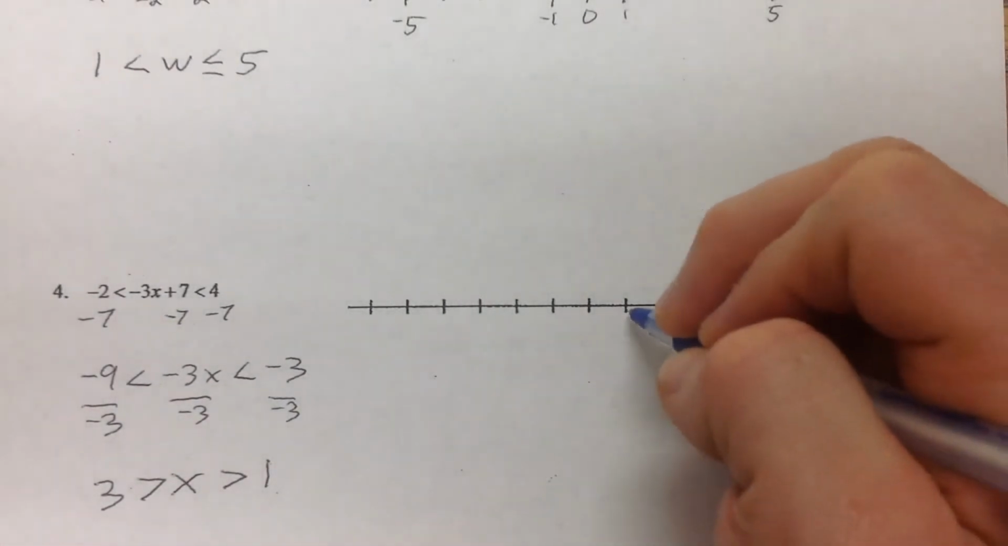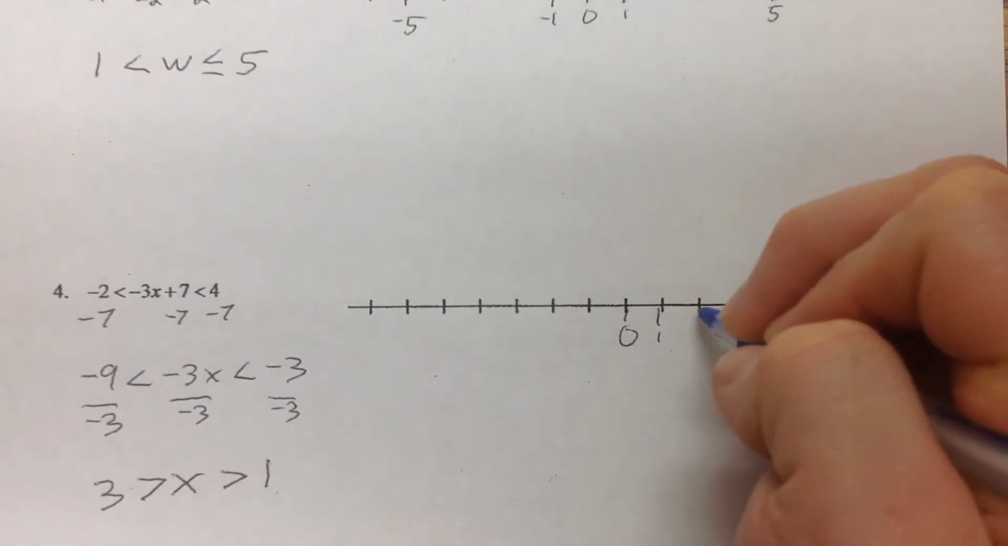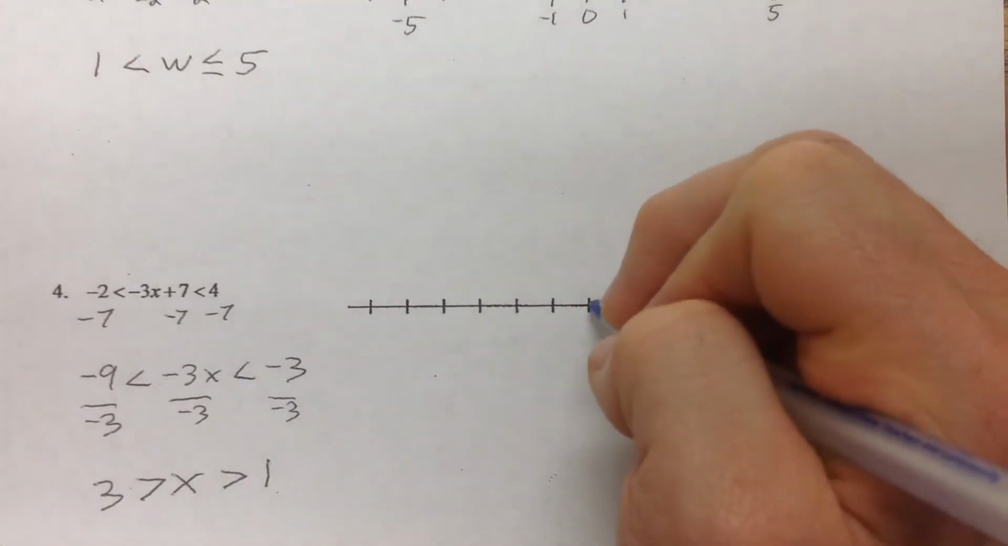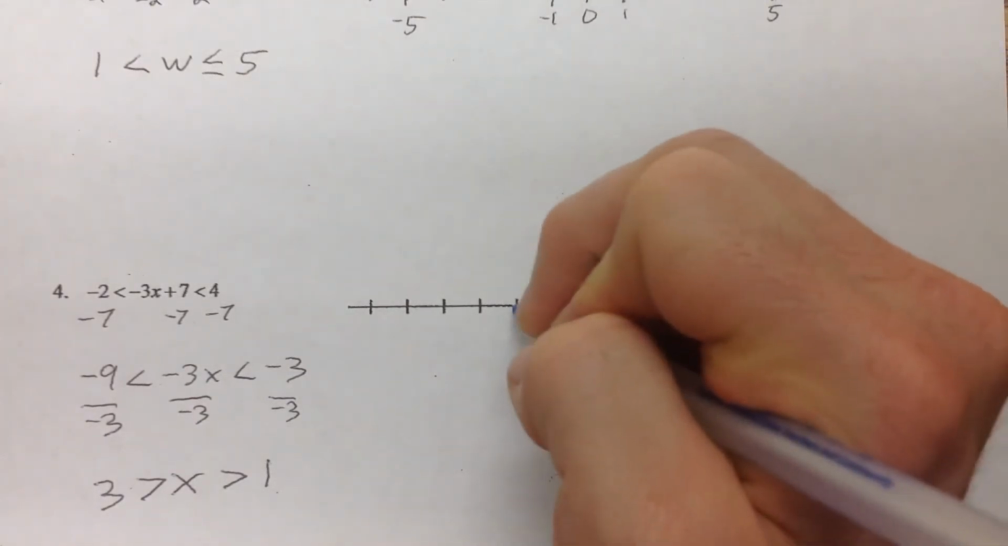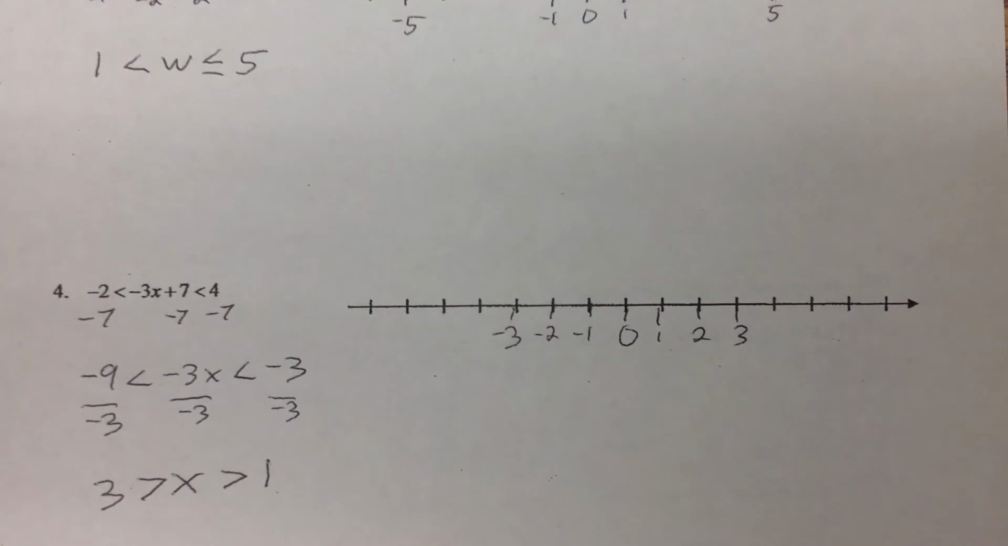So if we go over here to the graph, there's 0, there's 1, there's 2, there's 3, there's negative 1, there's negative 2, there's negative 3.